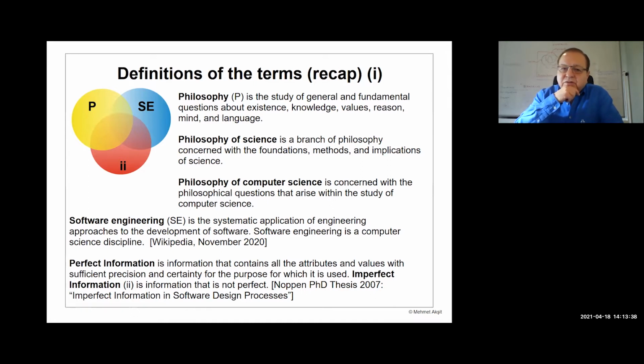Imperfect information is information, obviously, that is not perfect. So, in fact, this is philosophy, this is software engineering, this is imperfect information. So we are actually discussing the overlapping area of these three symbolic circles.